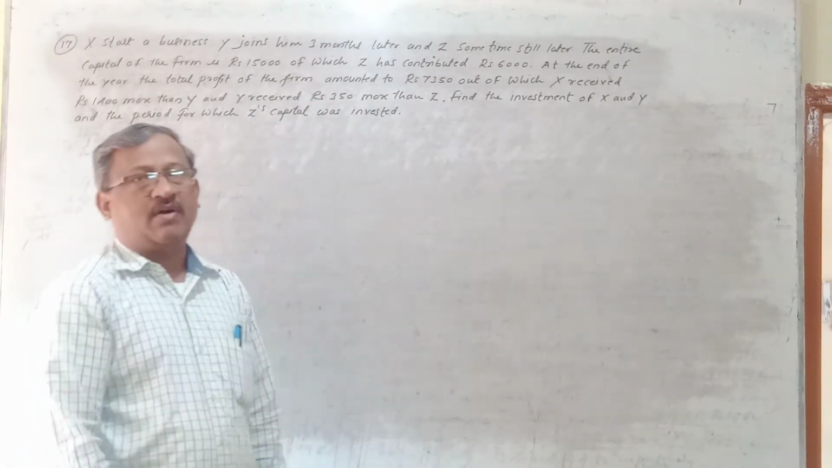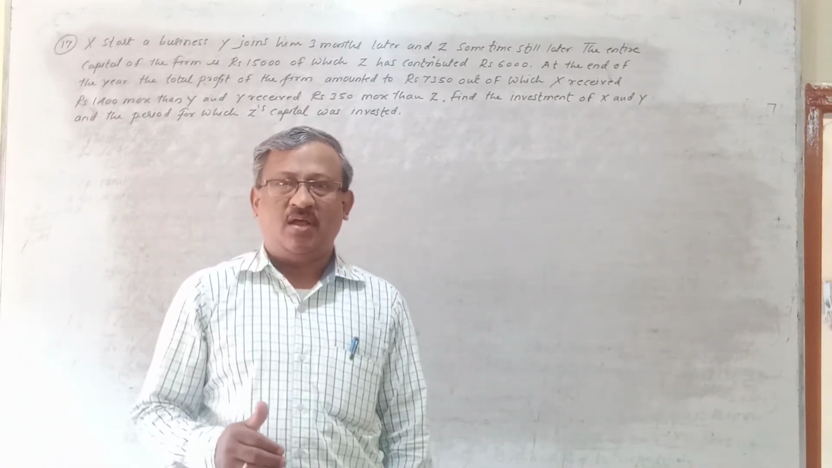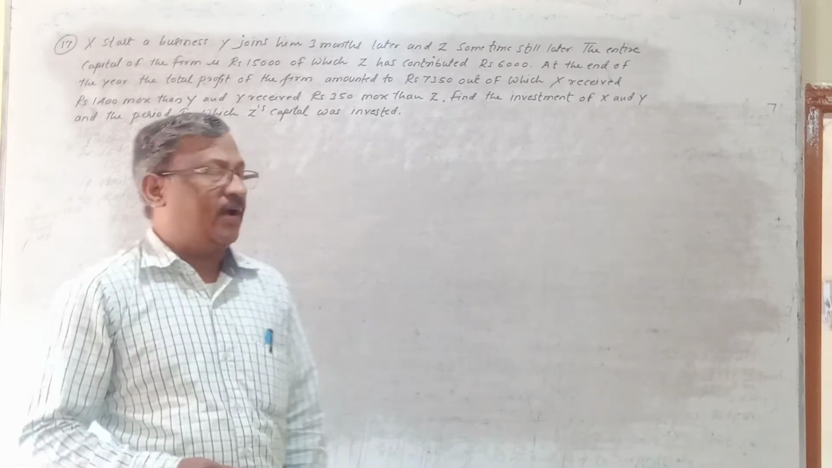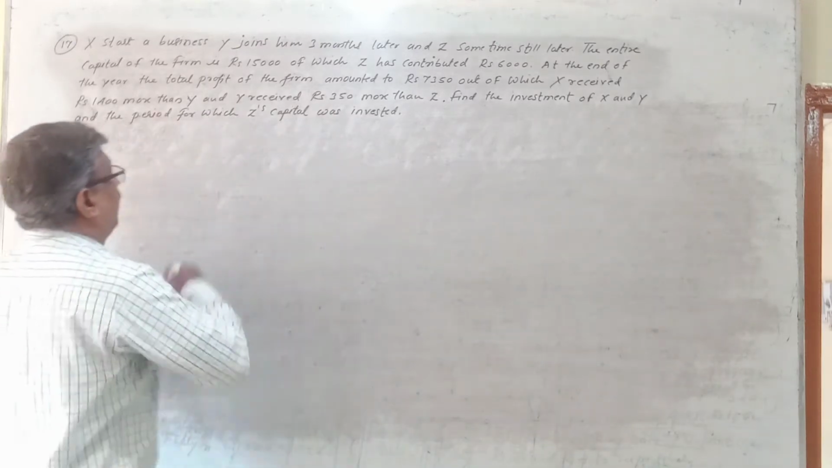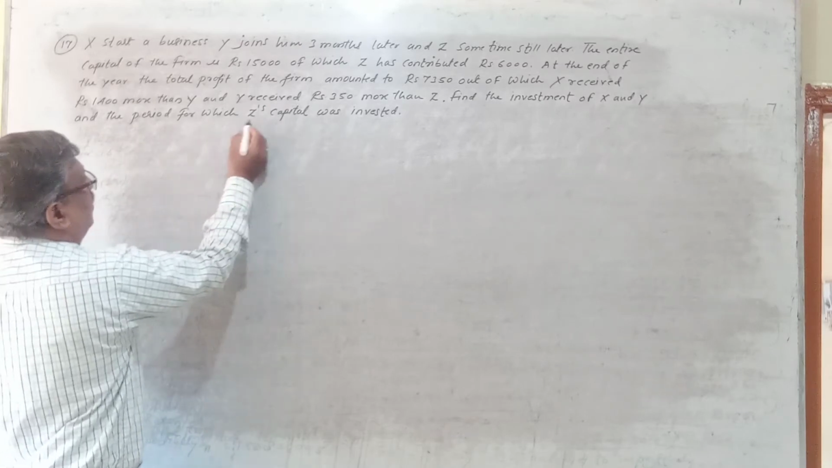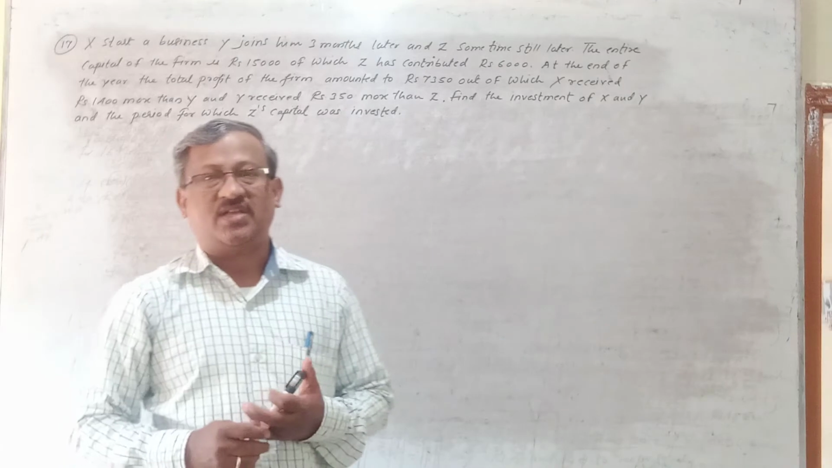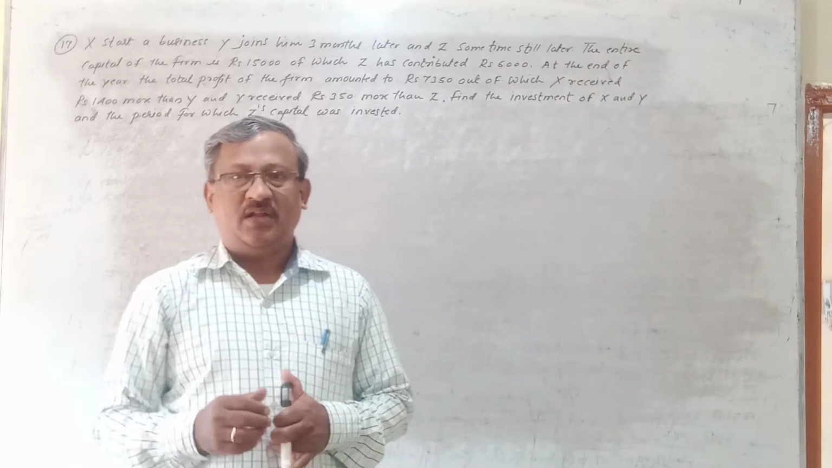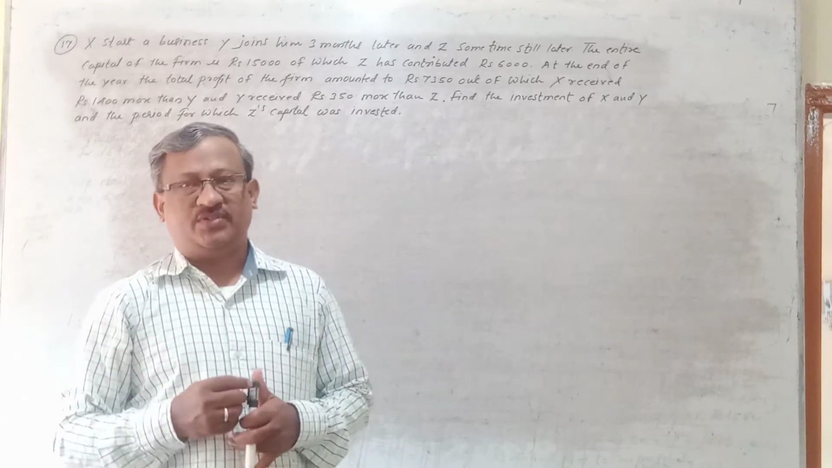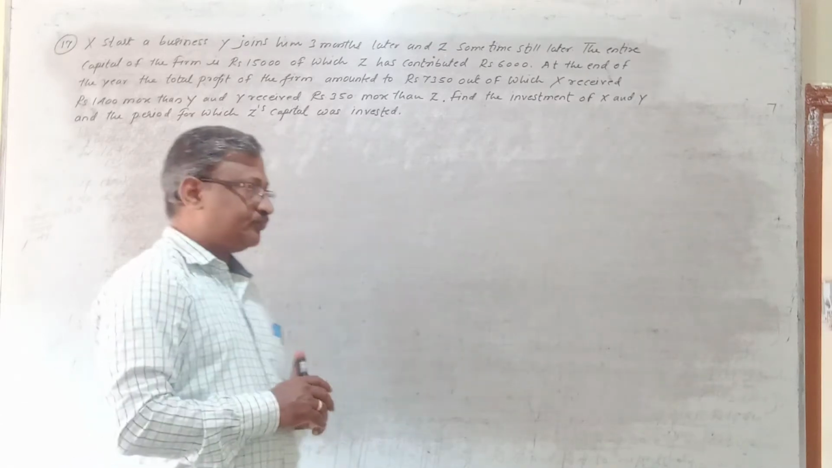So two questions have been asked here. One is to find the investment, meaning the capital of X and Y. And you have to find Z's time, the period for which Z's capital was invested, meaning for how many months Z has invested his capital in the business. So like these two questions, you have to find the capital as well as the time here.